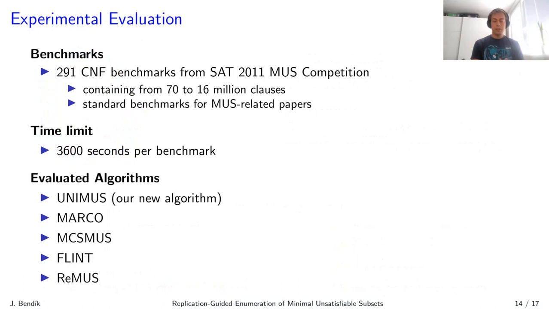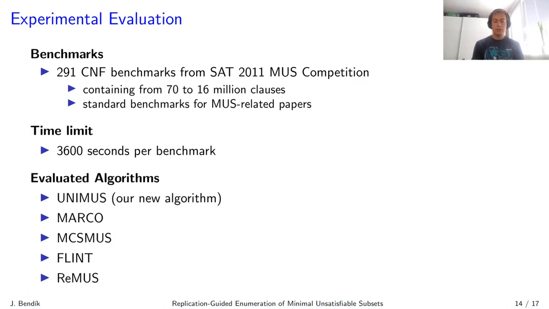We have implemented UniMUS and experimentally compared it with 4 contemporary MUS enumeration algorithms: MARCO, MUSer, FLINT, and REMUS. As benchmarks, we use a collection of 300 formulas that were taken from the MUS track of the SAT 2011 competition. Note that these benchmarks are standardly used in MUS-related papers, and moreover they were used in the papers that presented our competitive algorithms. As a time limit, we used 1 hour per each benchmark. As the comparison criterion, we used the number of identified MUSes within the time limit.